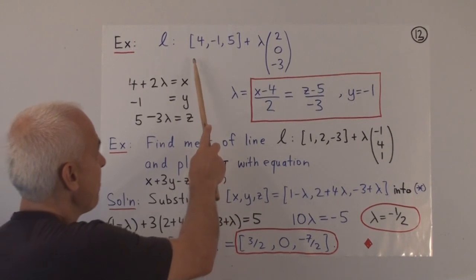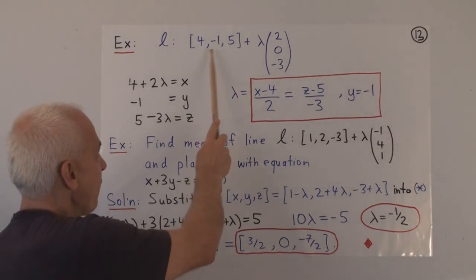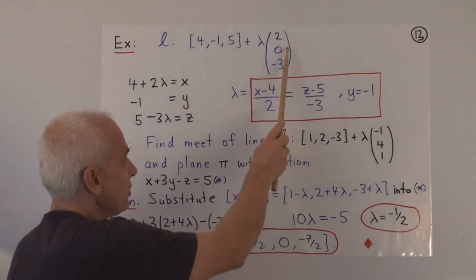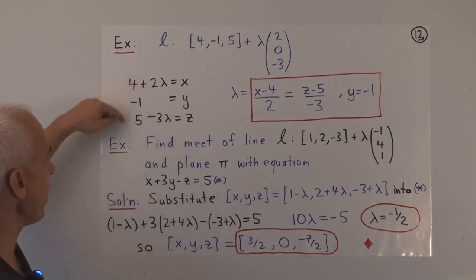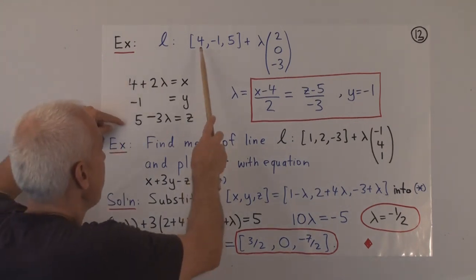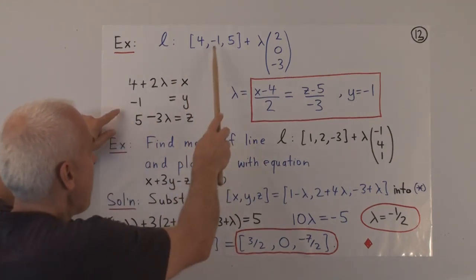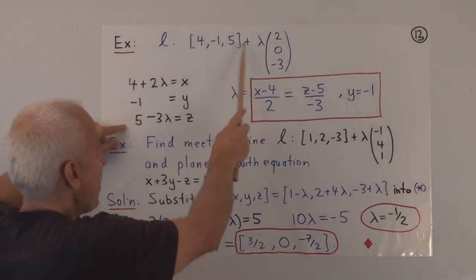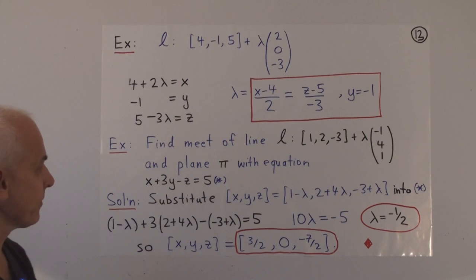So here's another parametric equation for a line. The line through the point (4, -1, 5) with direction vector (2, 0, -3). And I've written down the three equations. 4 plus 2 lambda equals the x-coordinate. -1 plus 0 equals the y-coordinate. And 5 plus -3 lambda equals the z-coordinate.